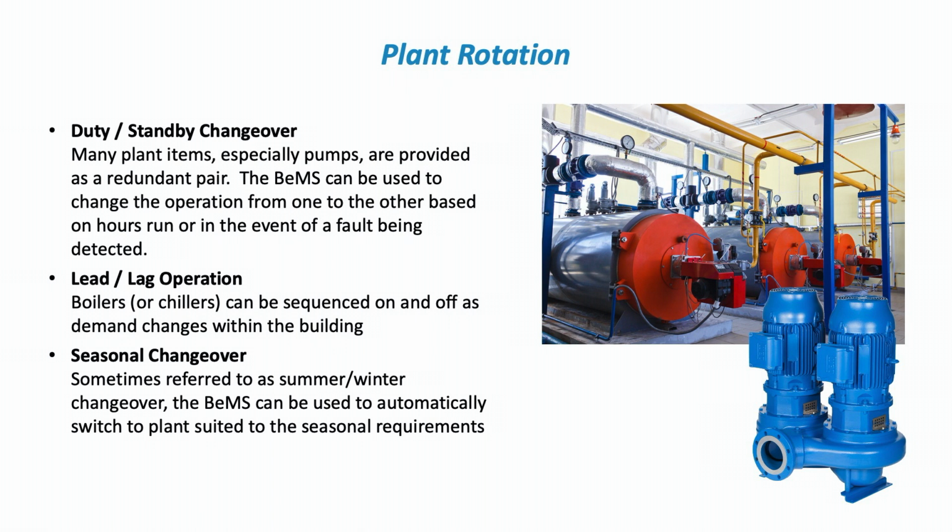We can also use our BeMS to do a seasonal changeover. It used to be referred to as summer winter. If you go into some very old plant rooms, you'll see a switch on the front of the control panel. It'll say summer and winter, and this enables and disables various plant depending on your season. Obviously, we can do that now based on outside air temperature, internal air conditions, whatever we need to, so we can provide seasonal changeover.